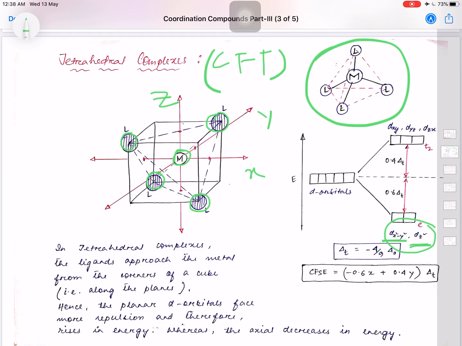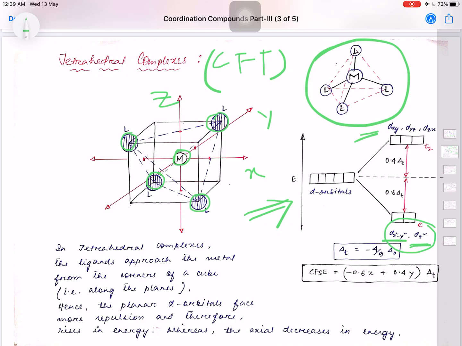Whereas you see these ligands are placed in between two axes, which means they are placed along the planes. As a result, the planar d orbitals dxy, dyz and dzx go into the high energy level. So this is the energy level diagram for tetrahedral complexes. It is just the opposite of octahedral complexes.